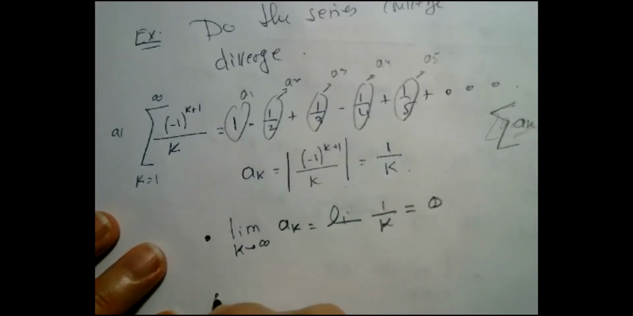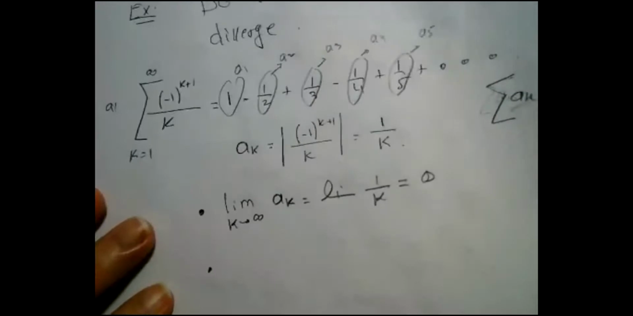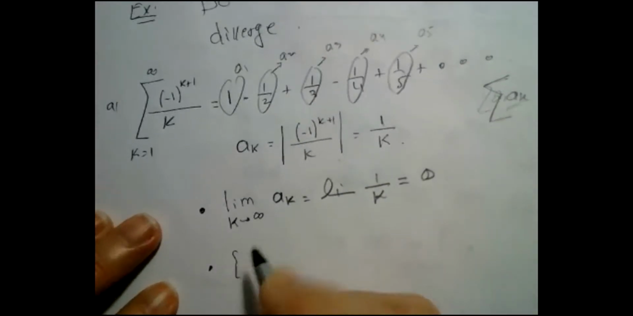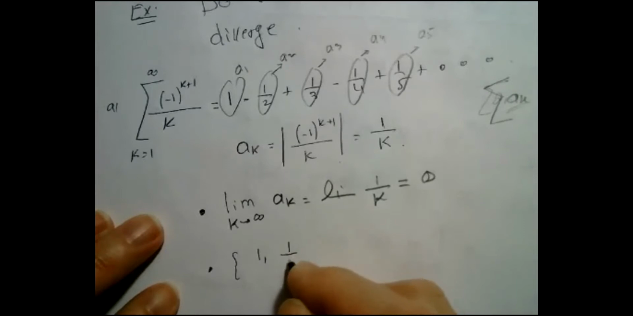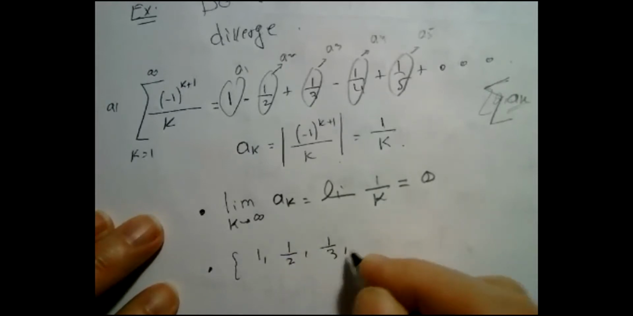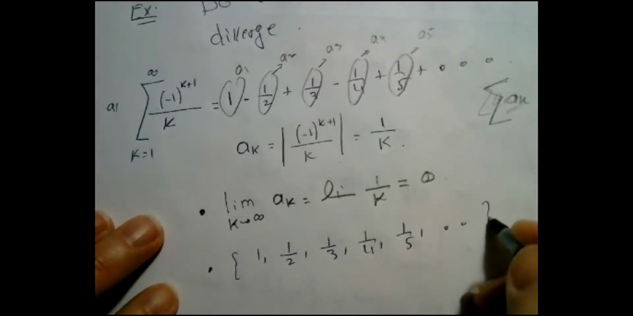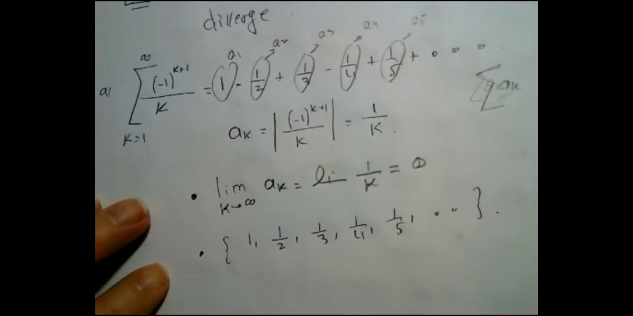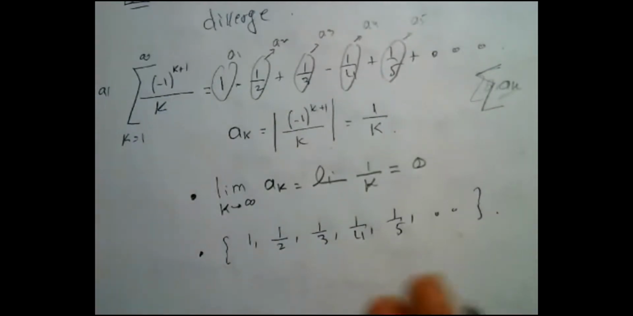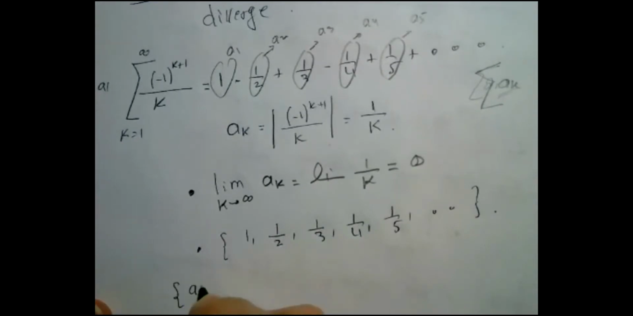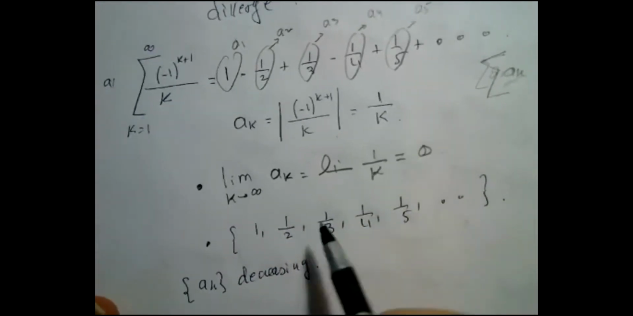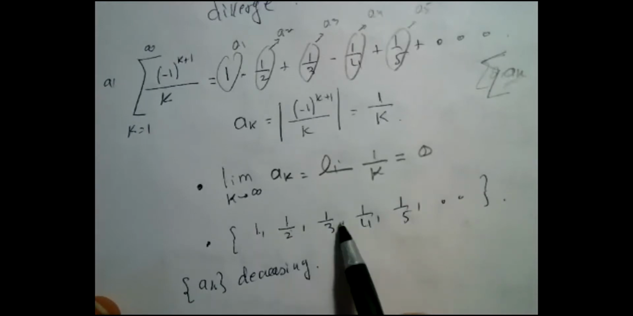Now, are the terms decreasing? What are the terms? I'm looking at this sequence: a half, a third, etc. And the question is, are those terms decreasing? It means as k gets larger, are they decreasing? So, what do you think? Yeah, they're decreasing. This number is getting smaller and smaller.